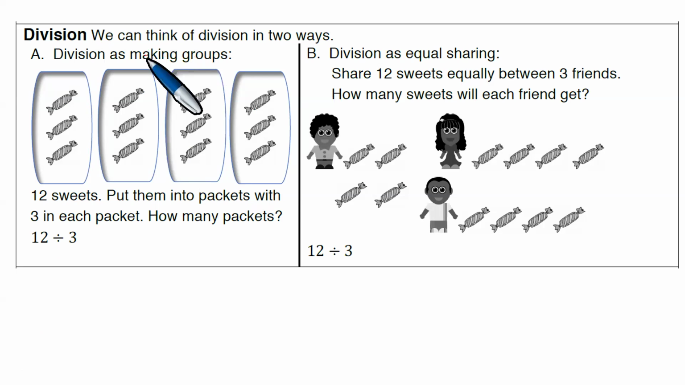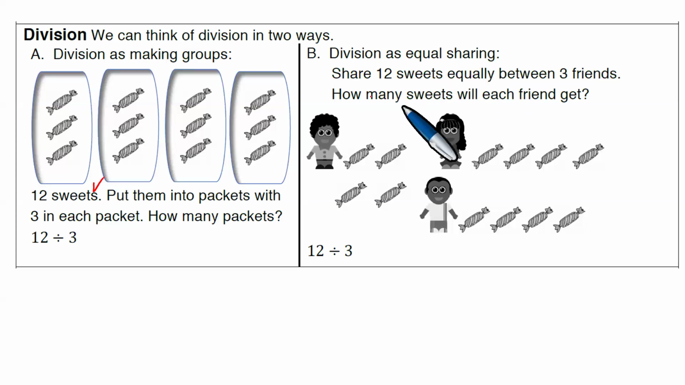Now division. We can think of division in 2 ways. A, division as making groups. Now you can deal with groups: 1, 2, 3, 4 groups. 12 sweets. Put them into pockets with 3 in each pocket. How many pockets are there? We shall look at that.